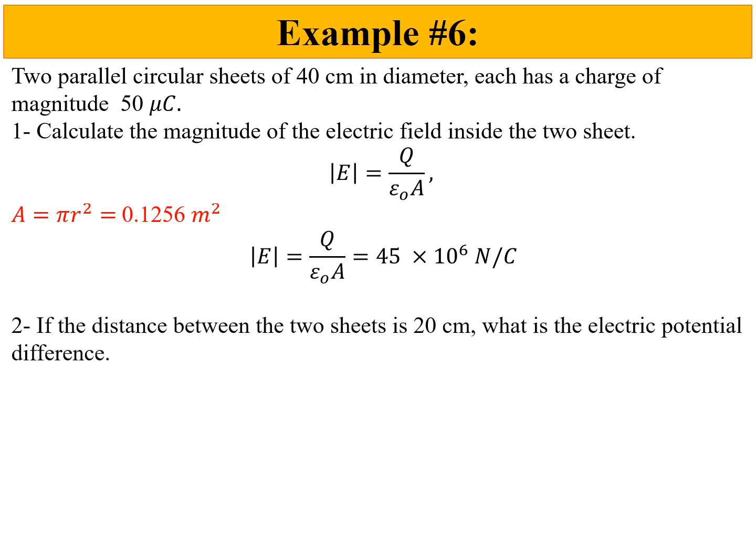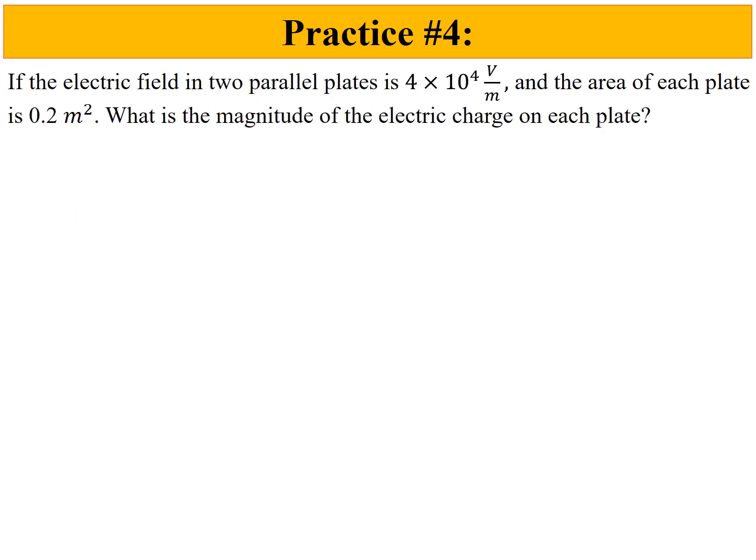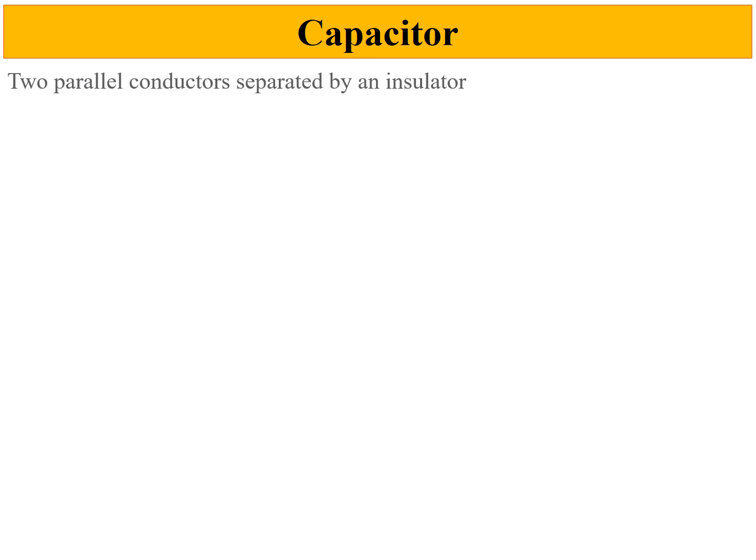Now, if the distance between the two sheets is 20 centimeter, what is the electric potential? V equals E times d. And then you will find that the potential between the two plates is 90 times 10 to the 5 volt. Practice number 4. If the electric field between two parallel plates is 4 times 10 to the 4 volt per meter and the area of each plate is 0.2 meter squared, what is the magnitude of the electric charge on each plate? This you have to do yourself.